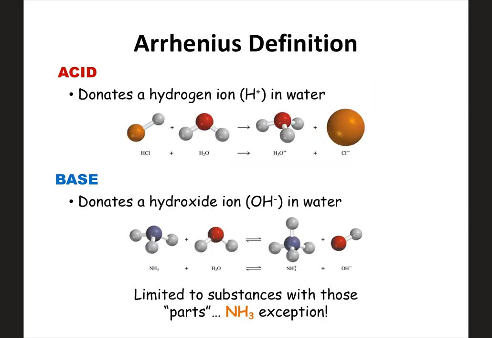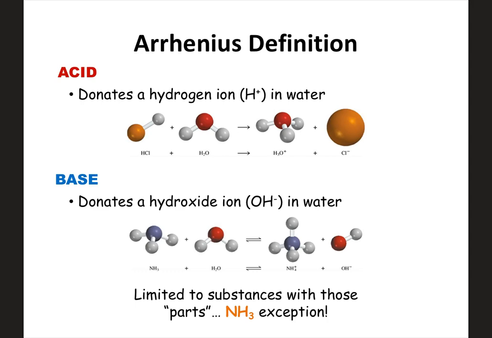There are some different ways to define acids and bases, and some of them work in some situations, and others work as a good general overview. So the Arrhenius definition of an acid and base is this. An acid is anything that donates a hydrogen ion, or an H plus, in water. And a base would donate a hydroxide ion, OH minus, in water. That's the easiest way to think about an acid or a base.